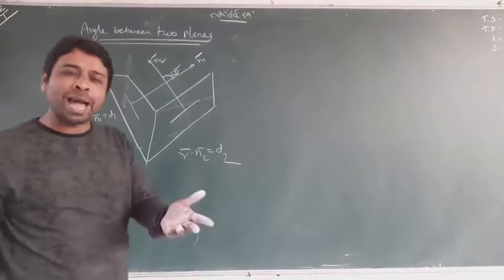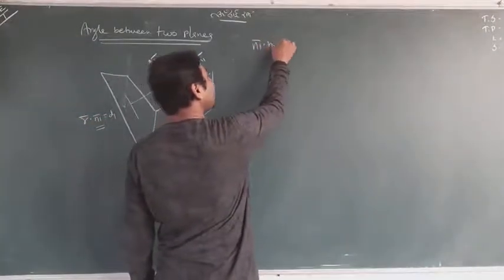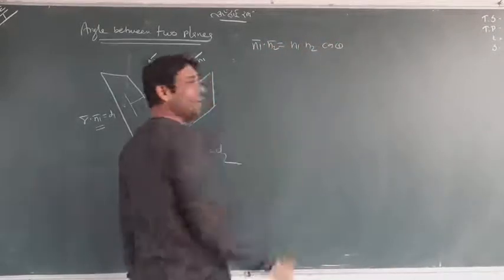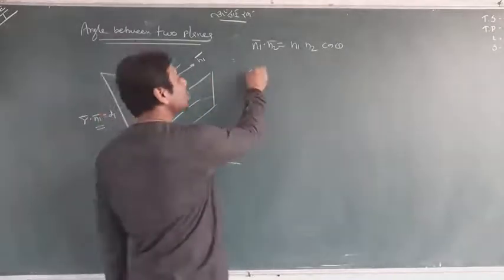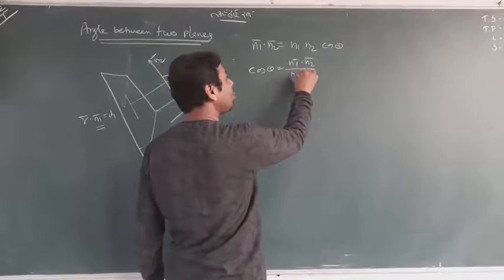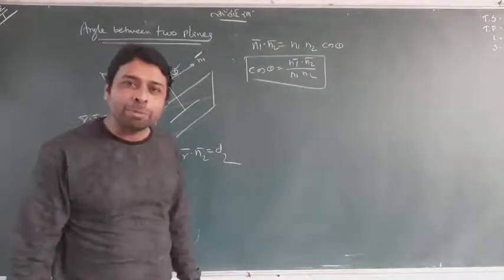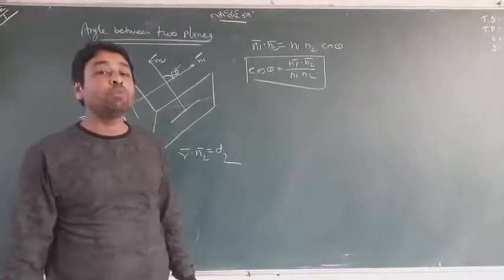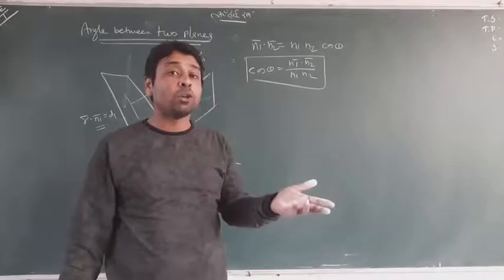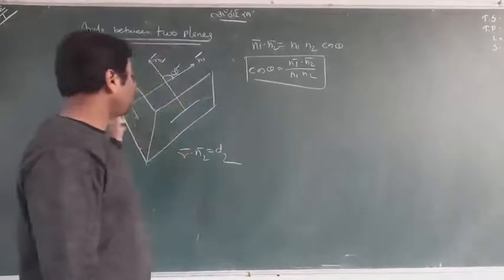So you know, for the angle between two vectors, n1 dot n2 is equal to mod n1 mod n2 cos theta, just like a dot b equals ab cos theta. So cos theta you can get from n1 dot n2 upon mod n1 mod n2. It is none else but the angle between two planes. The angle between two planes depends on n1 and n2, where n1 and n2 are the normal vectors of both the planes. You can get them from the equation of the plane easily.